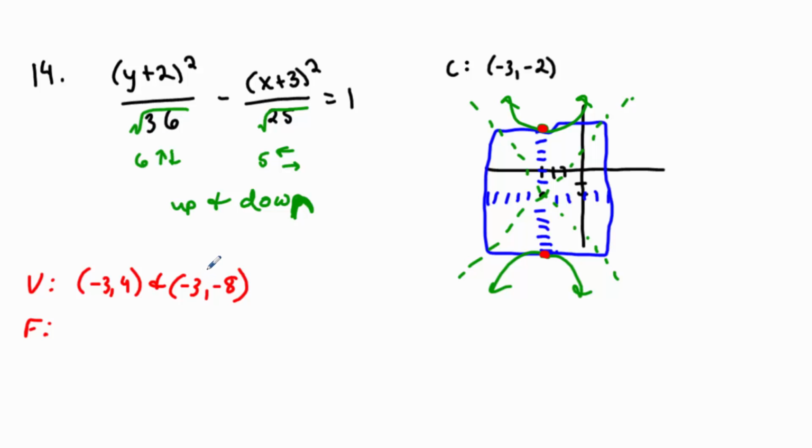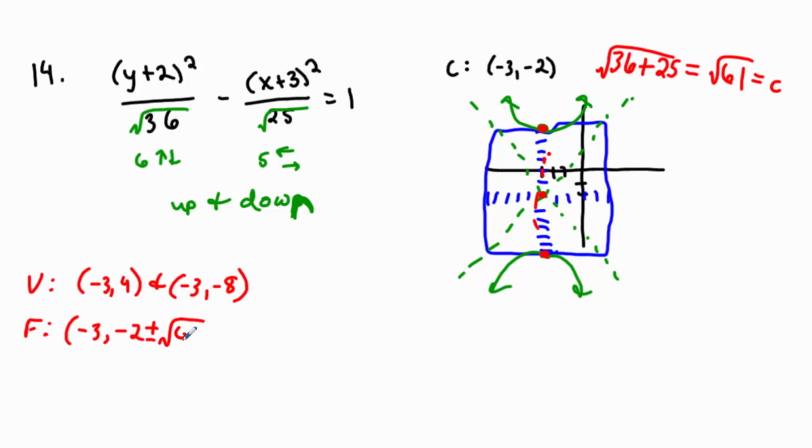Now, to find our foci, we're going to do 36 plus 25 and then square root it. 36 plus 25 is 61. So c for our foci is square root of 61. From our center point, we have to go up and down square root of 61, which means that our foci are going to affect the y value for our center. So it'll be -3 comma -2 plus and minus the square root of 61.